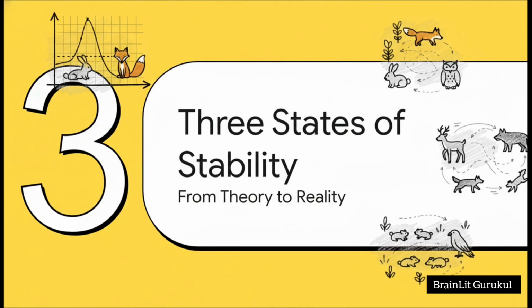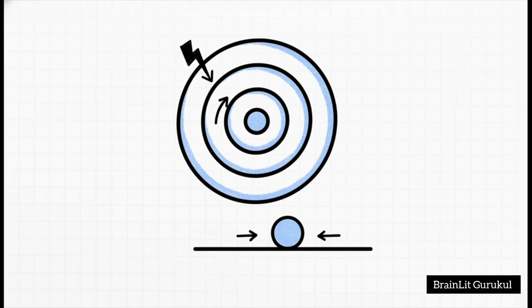Let's bridge that gap between the clean theory and the messy reality by looking at 3 totally different states of stability. So this first state, neutral stability, is pretty much what that classic Lotka-Volterra model describes. Imagine a ball on a perfectly flat table. If you push it, it just rolls to a new spot and stays there. It doesn't roll back. In this system, if something disturbs it, it doesn't return to its original cycle. It just starts a new one from a different point. It doesn't crash, but it doesn't recover either.